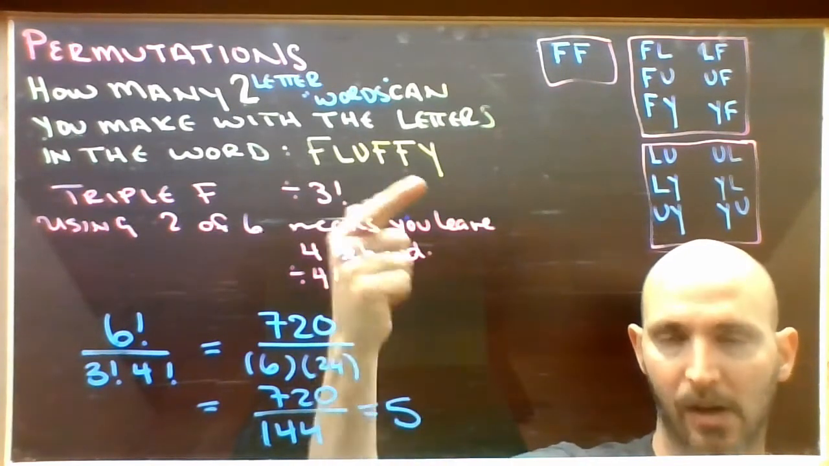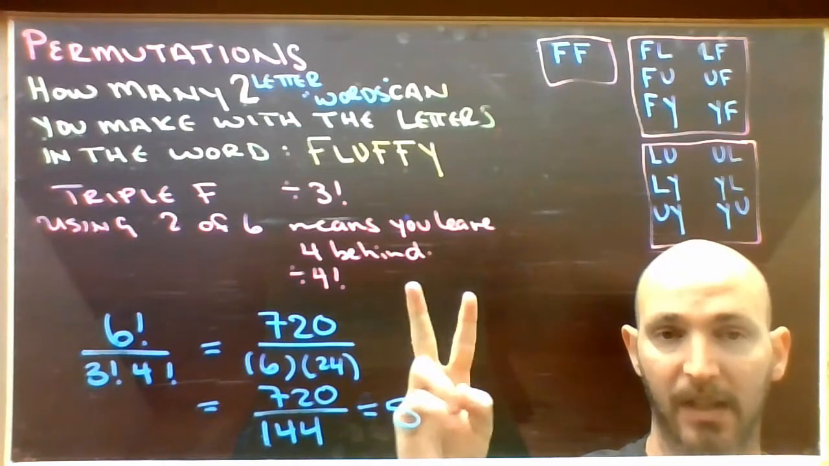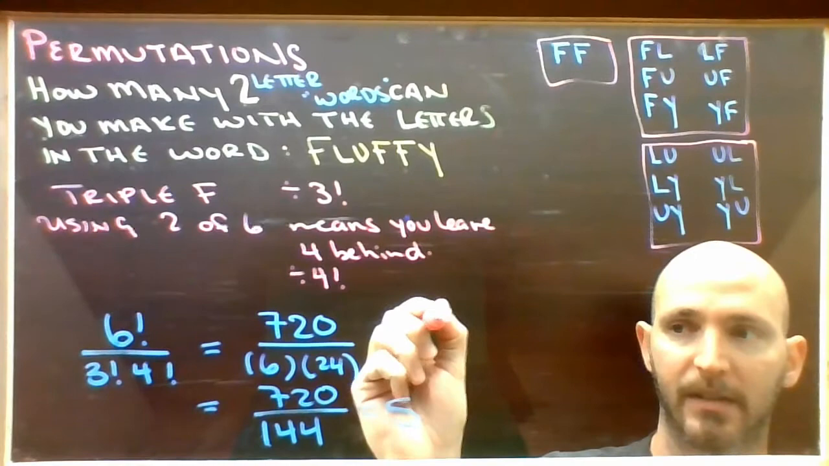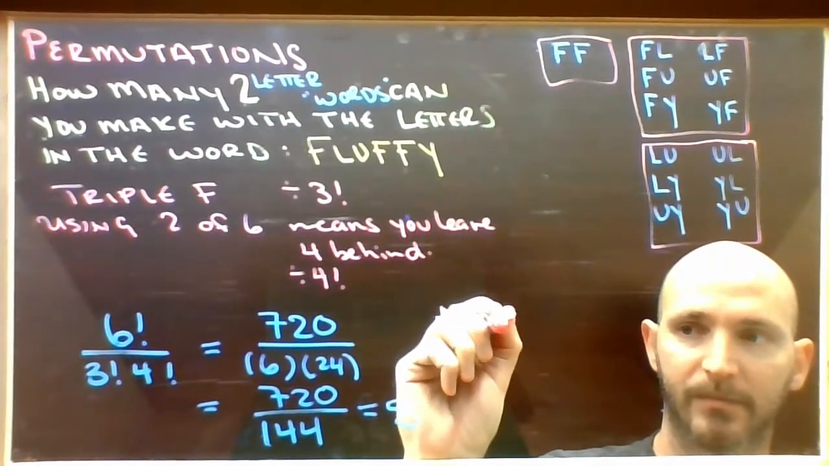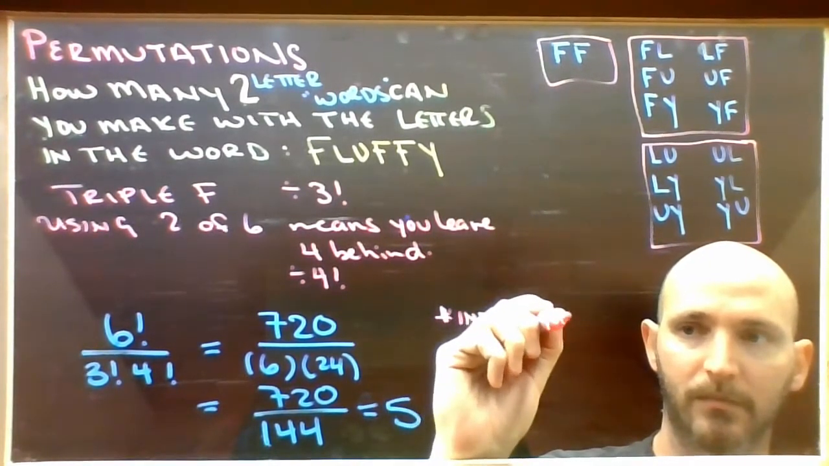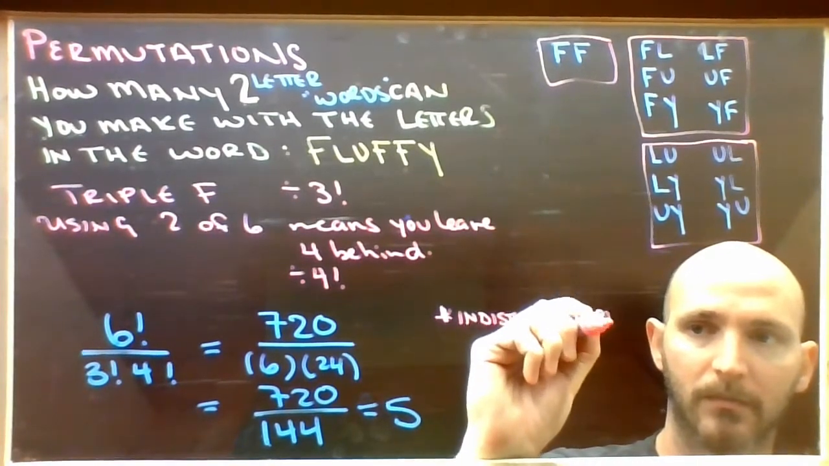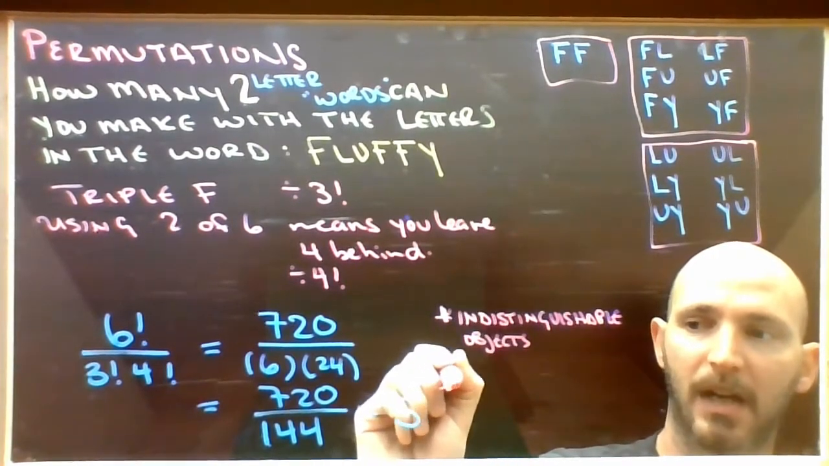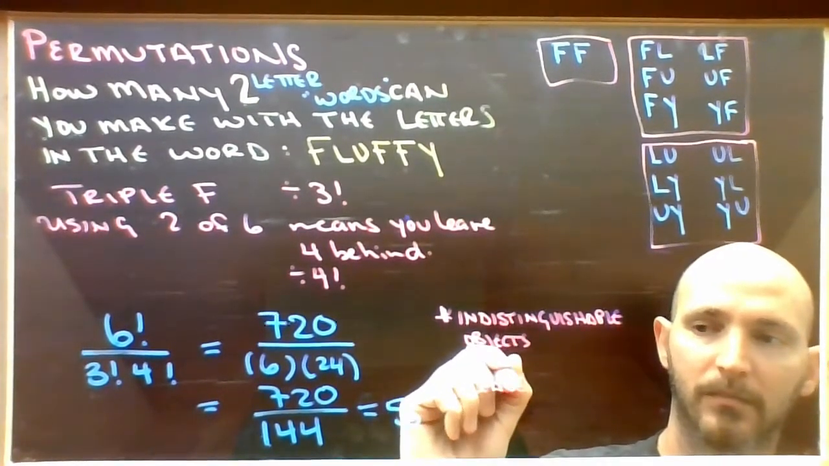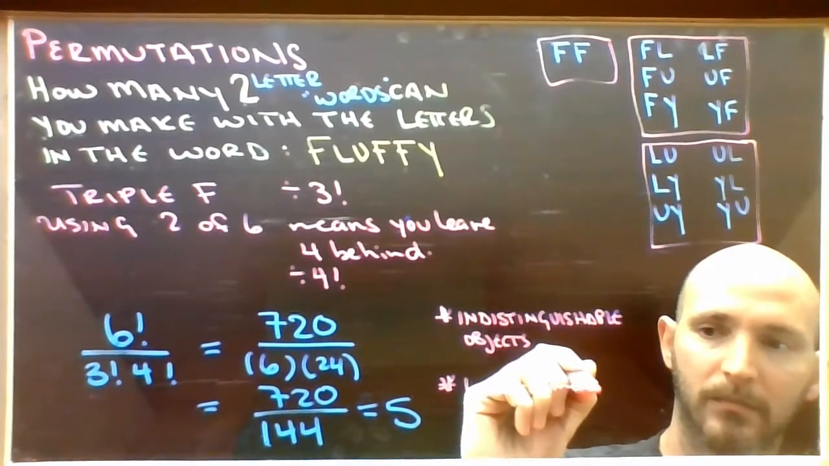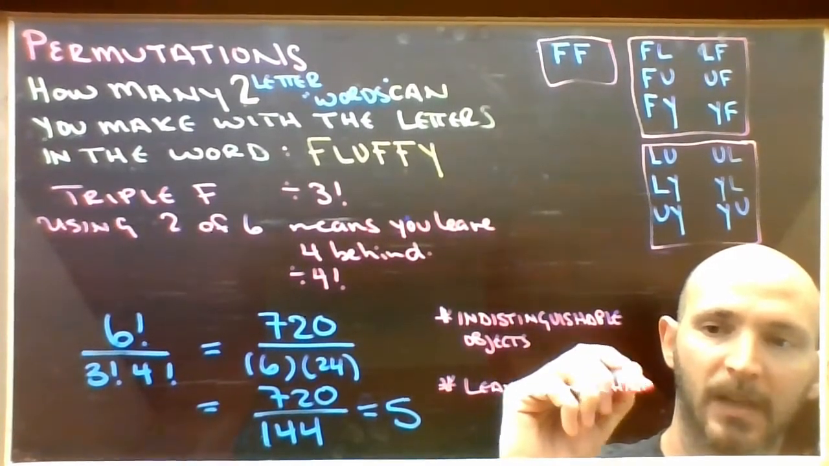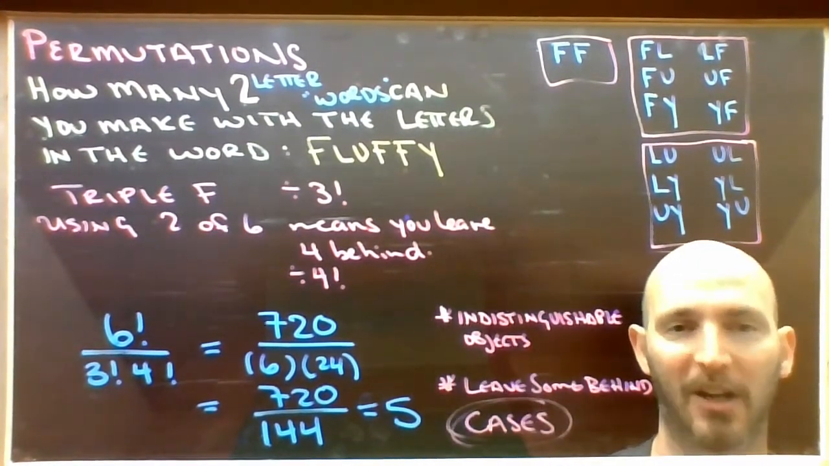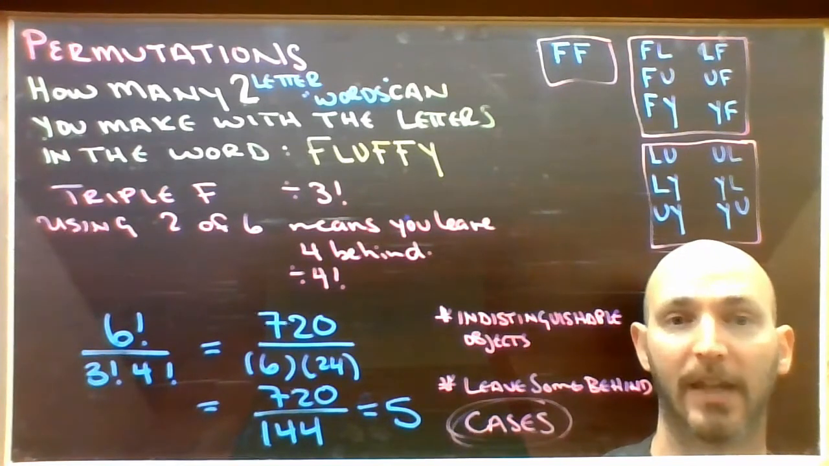And if there are indistinguishable objects and you are leaving some behind, it's a cases question, and all I want you to do is write indistinguishable objects, leave some behind. And then you're going to write the word cases in a great big circle. And then you're going to walk quietly away from the problem and leave it for later.